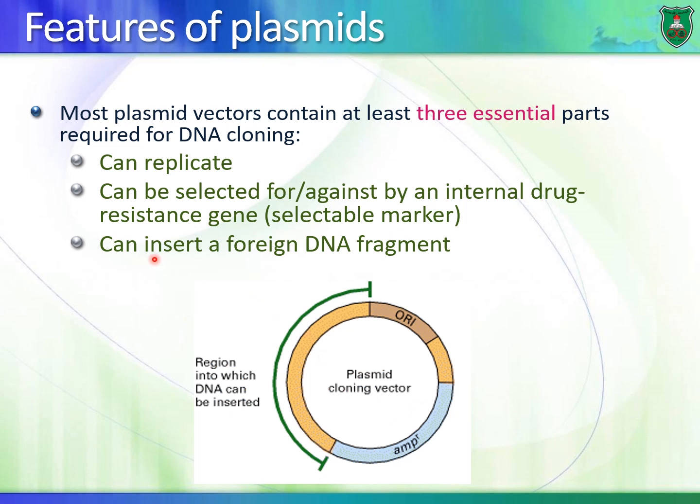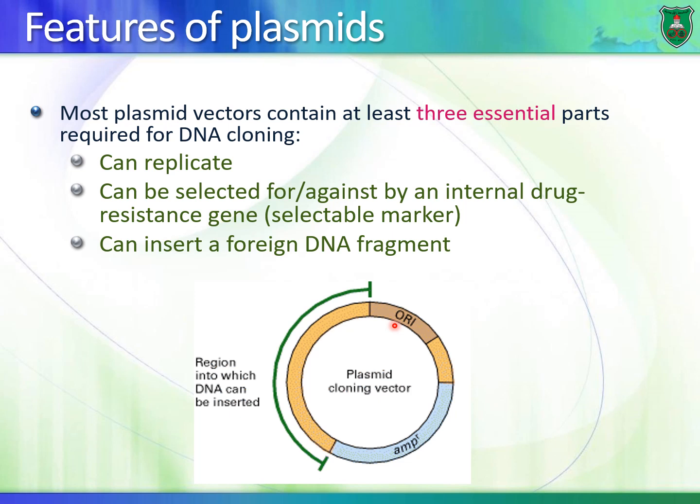First of all, they have to replicate independently of the bacterial chromosome, so they can make multiple copies of themselves. That's one. Number two, in order to replicate, they have to have an origin of replication. Remember this? This is the sequence that allows plasmid or chromosome replication to be initiated. So the starting point is at the origin of replication.